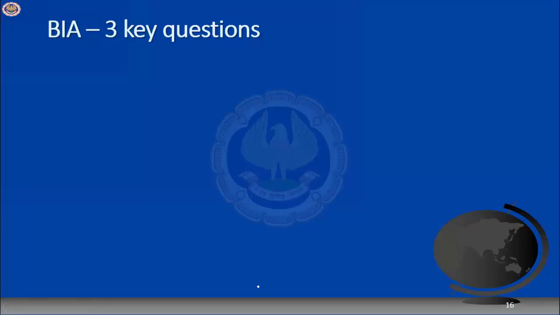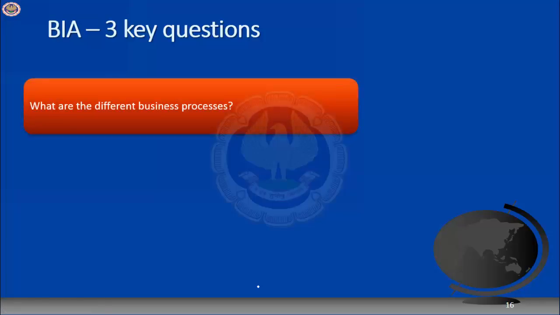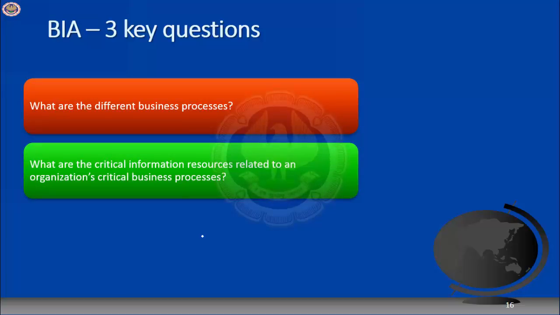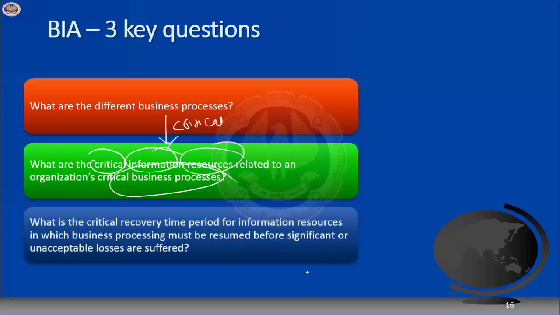Now, if you have to summarize the understanding pertaining to BIA in 3 questions, this is what you need to ask. What are the different business processes? What are the critical information resources which are used in the organization related to these business processes? Which means you look into business processes, identify the critical business process, and based on this you define what are the resources which are critical. And also you're looking at the critical recovery time, during which period you need to have the information resources.